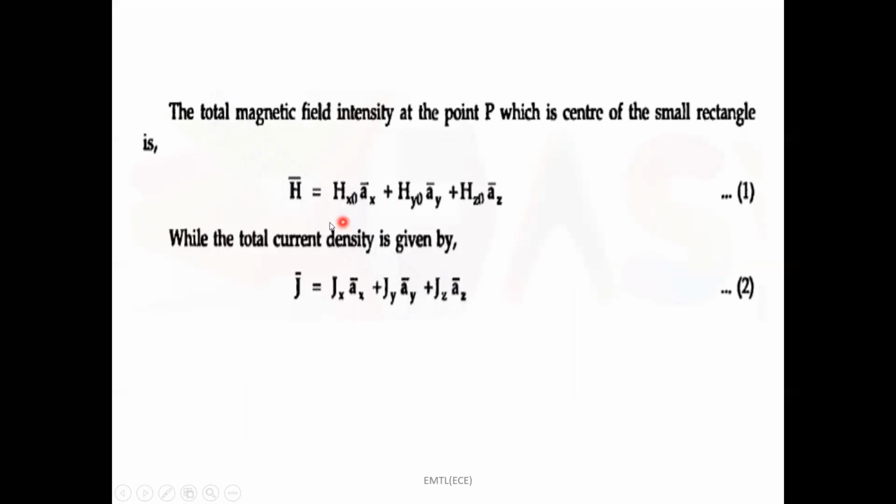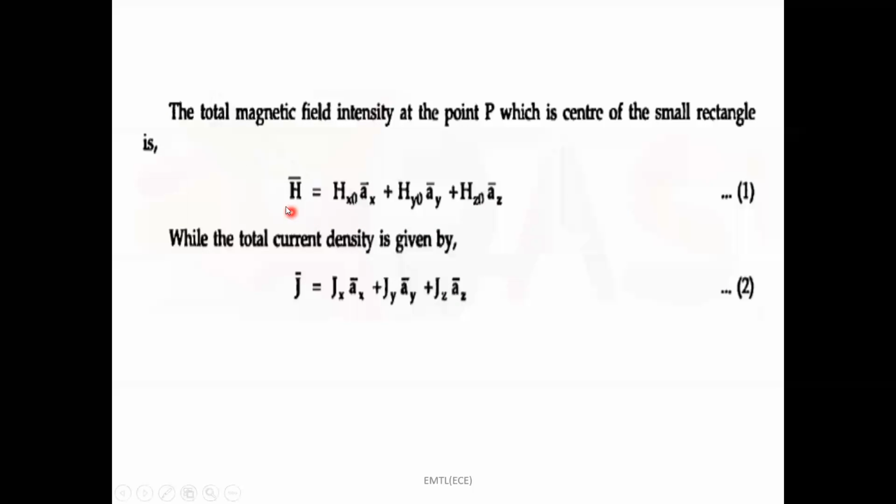So the magnetic field intensity at the point P is expressed as Hx0 Ax bar plus Hy0 Ay bar plus Hz0 Az bar. Why? Because we have to write the H bar value in terms of Ax, Ay, Az unit vectors, because it is developed due to the impact of all three coordinate axes. But what about the Ax bar, Ay bar and Az bar values? That will be discussed whenever we do this class.